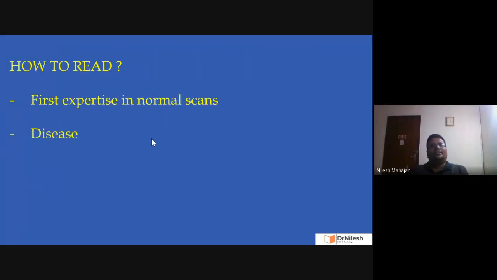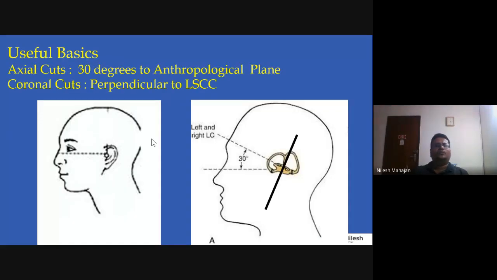So how to read HRCT temporal bone? First, you have to become expert in the normal scan, then only you can diagnose the disease. Once you know the normal, then only you can identify the disease. If you don't know the normal things, it's next to impossible to identify the disease. So these are some useful basics.